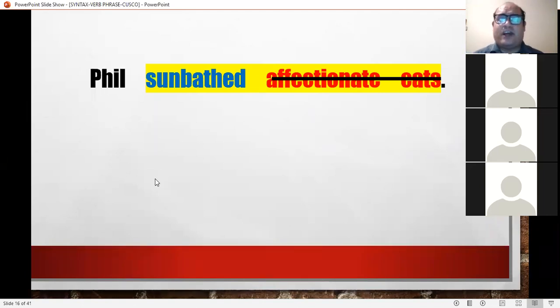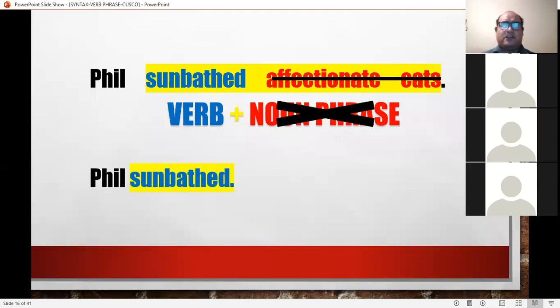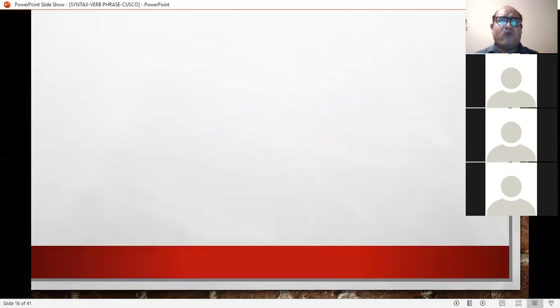So notice here the structure. Verb plus noun phrase? No. This verb doesn't need a noun phrase. Notice the two structures. Some verbs are followed by a noun phrase, and some verbs are not followed by a noun phrase. They don't need that part to have a complete meaning. The verb, not the sentence, the verb. So the correct sentence is this: feel, sunbathe, no more.